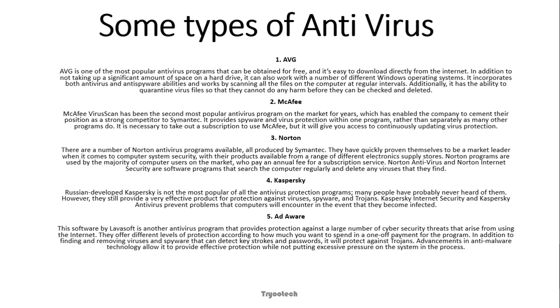And the second antivirus is McAfee. McAfee has been the second most popular antivirus among all antivirus companies in the market for years, which has enabled the company to cement its position as a strong competitor to Symantec. And the third antivirus is Norton. Norton is a product of Symantec, and it is also one of the best antiviruses you can use. Fourth is Kaspersky, and fifth is Adware. There are so many antiviruses you can use to protect your computer.